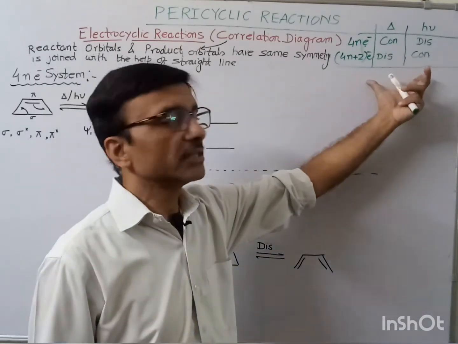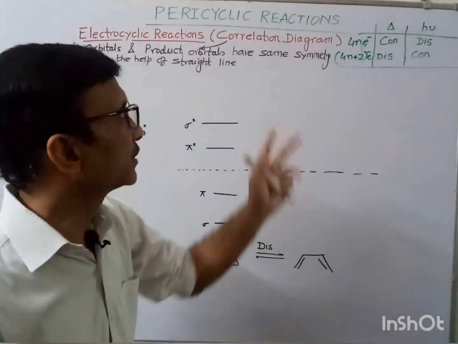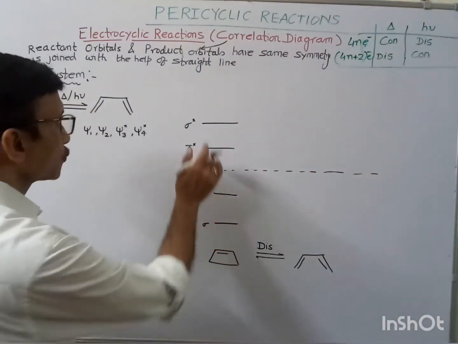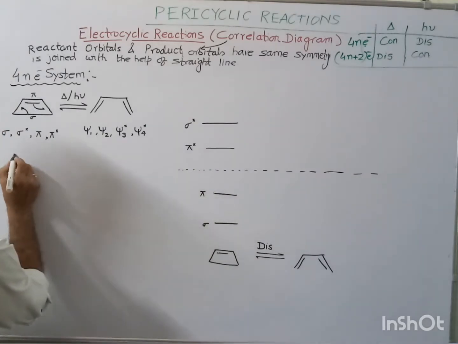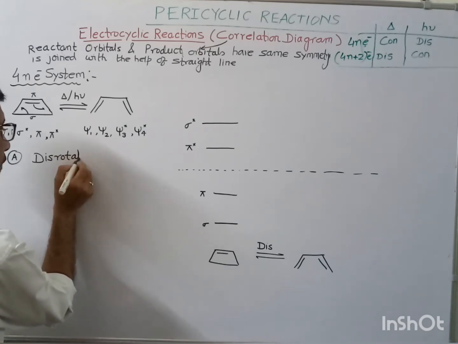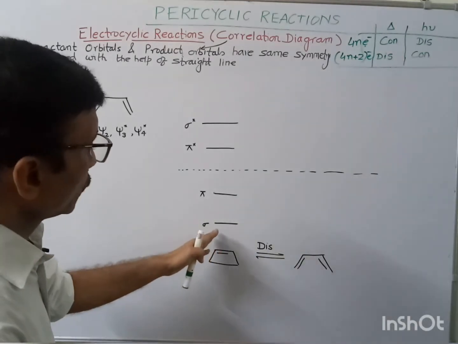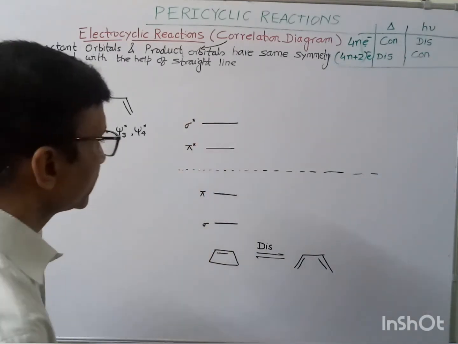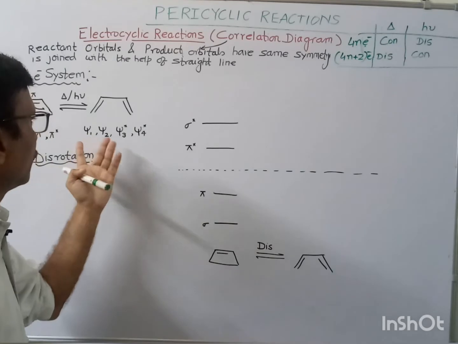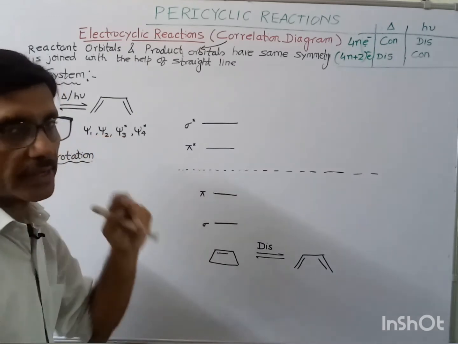We are analyzing this selection rule with the help of the orbital symmetry correlation method, in which we draw the correlation diagram. So here we are first analyzing the disrotatory motion, or disrotation. These are the molecular orbitals of the reactant. Now let's draw the molecular orbitals of the product, that is butadiene.